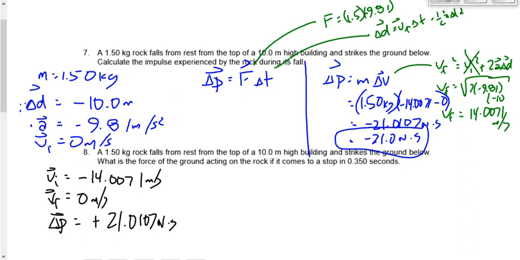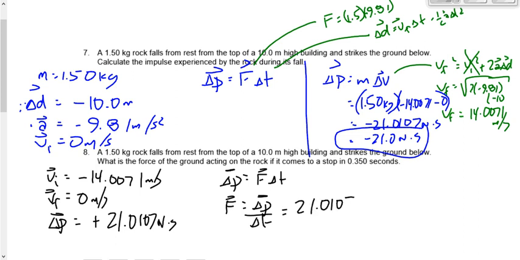Okay, what would I do here? Listen, I want to find force. I think I'm probably going to use delta P is equal to F times delta T. That's the first part of that equation. Rearrange it: F is equal to delta P over delta T. I just found delta P. It's 21.0 and divide it by 0.350. Gives me a force of 60 newtons.